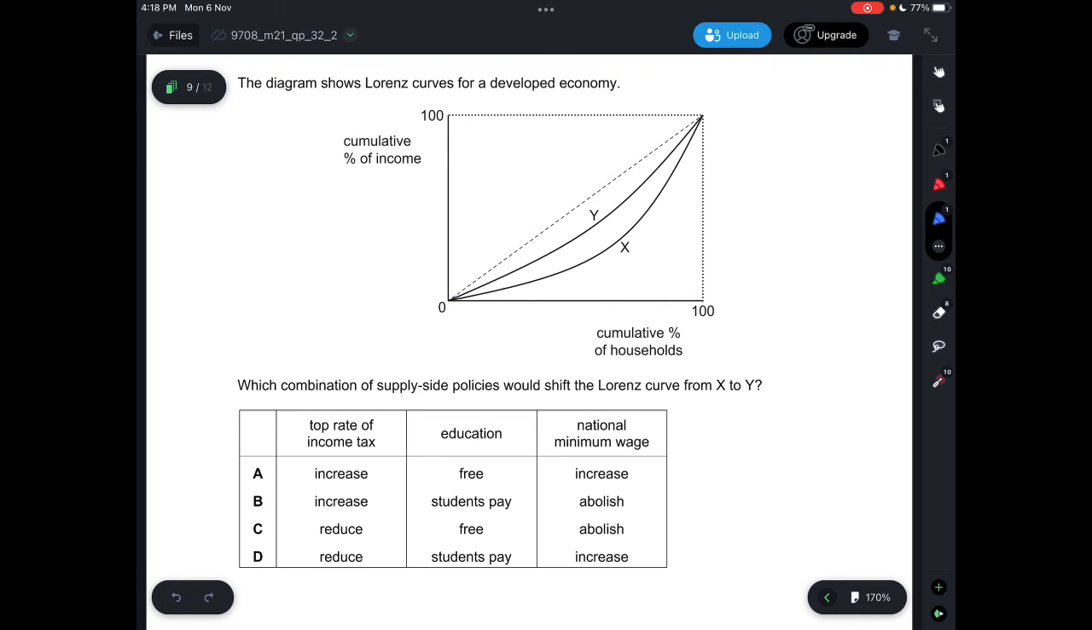Alright. So if you look at A, B, C, and D, in order to actually reduce income inequality, you need to make sure that you do not increase income taxes for the poor, and also you should increase income taxes for people who are rich. So C and D are incorrect because you reduce the top rate of income tax, so we can just abolish that. Education itself is very good, everyone should have it, so it has to be free. If you ask students to pay for it, that's not the answer. And you need to increase your national minimum wage so that people can get a much higher salary. Therefore, answer is A.